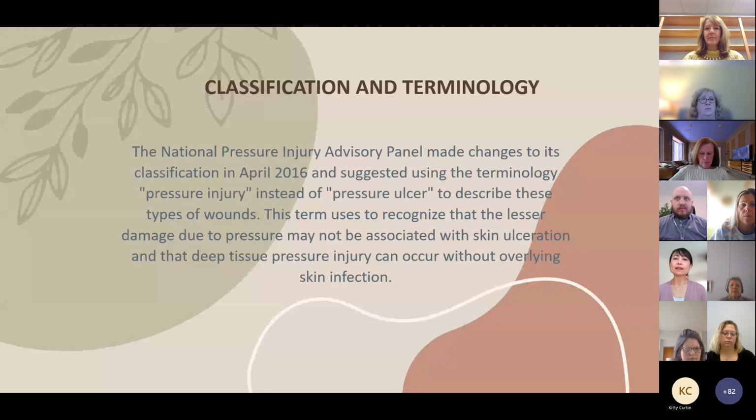All right. Classification and terminology. The National Pressure Injury Advisory Panel made a change to its classification in April 2016 and suggested using the terminology pressure injury instead of pressure ulcer to describe these types of wounds. This term is used to recognize that the lesser damage due to pressure may not be associated with skin ulceration and that deep tissue pressure injury can occur without overlying skin infection. Next slide.